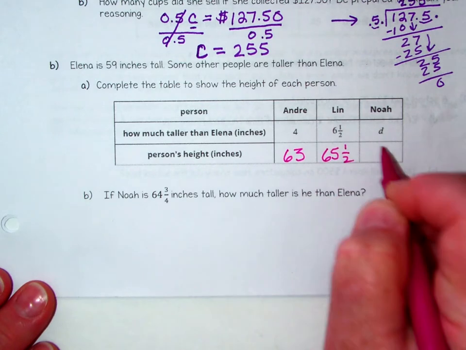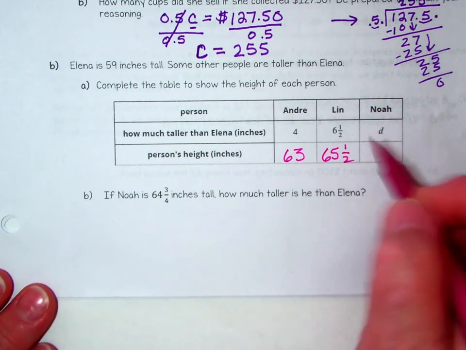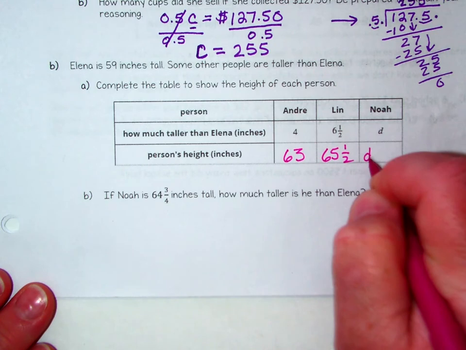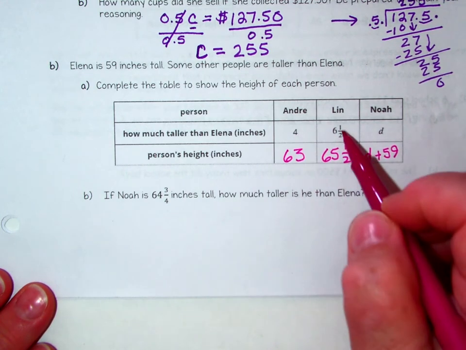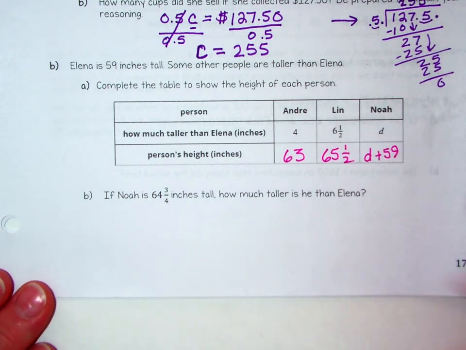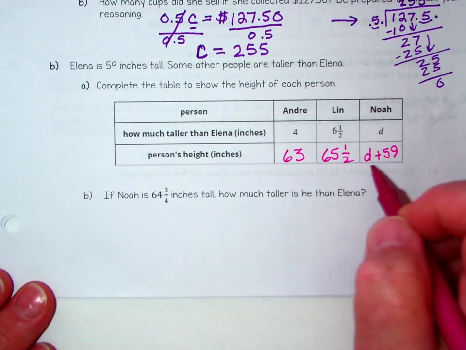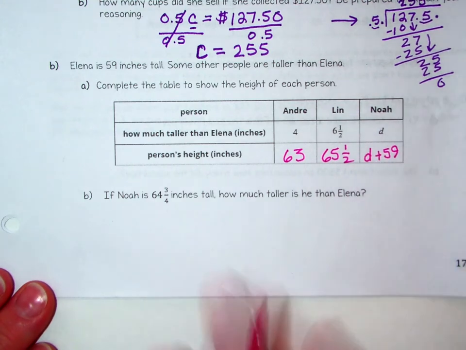And then Noah, here's our tricky one. It's not telling us how much taller Noah is than Elena, but we know he's this much taller, and she's 59. So Noah is going to be B plus 59. Just like we did here, 4 plus 59, 6.5 plus 59, B plus 59. So there's our expression representing each person's height. Their difference in height plus 59 inches.